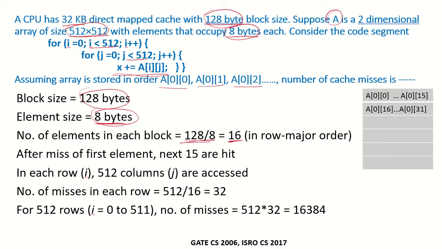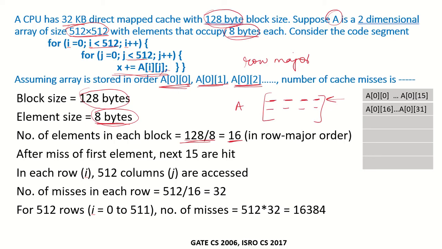Now these elements are stored in this order: A00, then A01, then A02. That means they are stored in row major order. What is row major order? If this is the array, this is A00, then A01, then A02, A03 and so on. So first the 16 elements of the first row, then the next 16 elements of this row and so on. So they are stored in row major order.